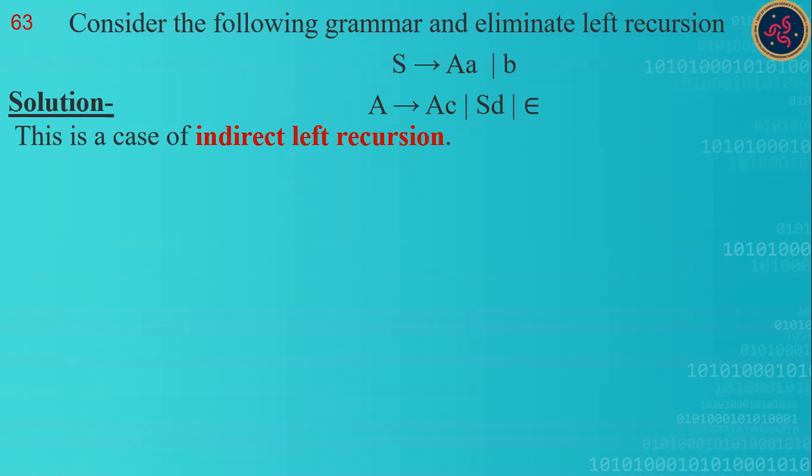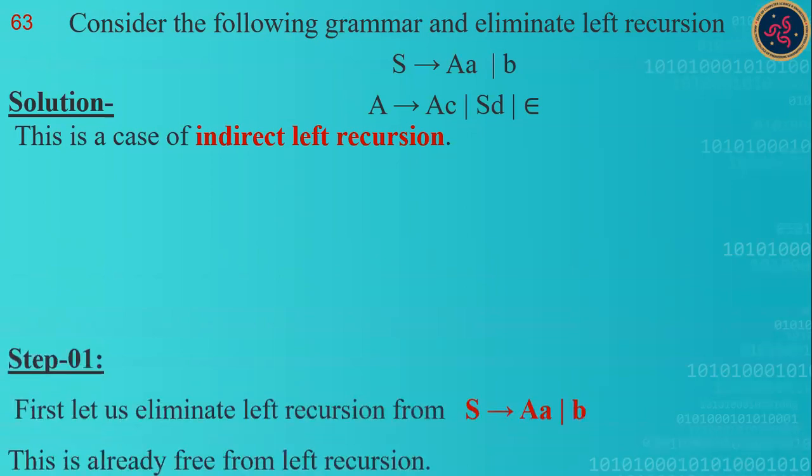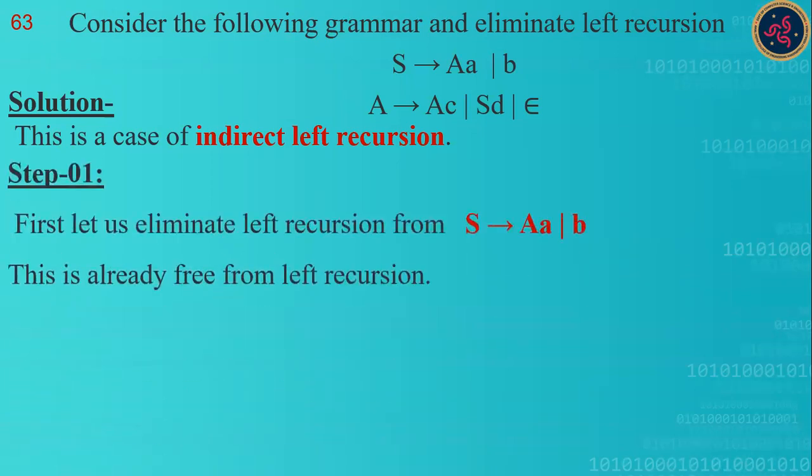S gives A is there, and again A gives S is there. So here an indirect left recursion is occurring. We need to remove that particular production rule from this grammar. The first step is to eliminate left recursion from the first production. This rule is free from left recursion, so we can consider the second rule, that is A gives A C or A gives S D or A gives epsilon.